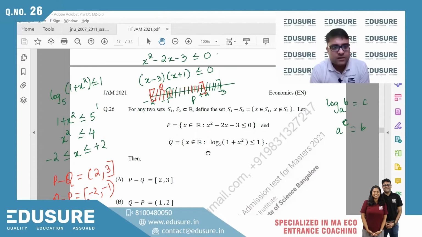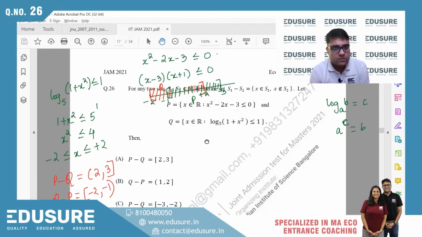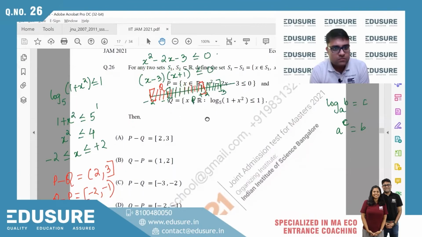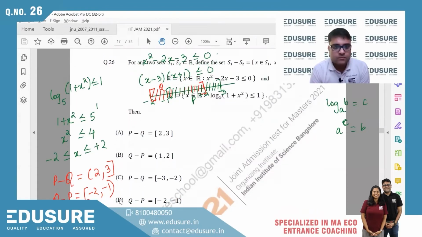ओके, तो आंसर को देखते हैं. D is the answer. ठीक है, पोल में भी देखिए, most of you have said A. 2 to 3 is almost correct. 2 will not be included क्योंकि 2 is a part of Q. So element 2 is not included in P minus Q. It's open interval.